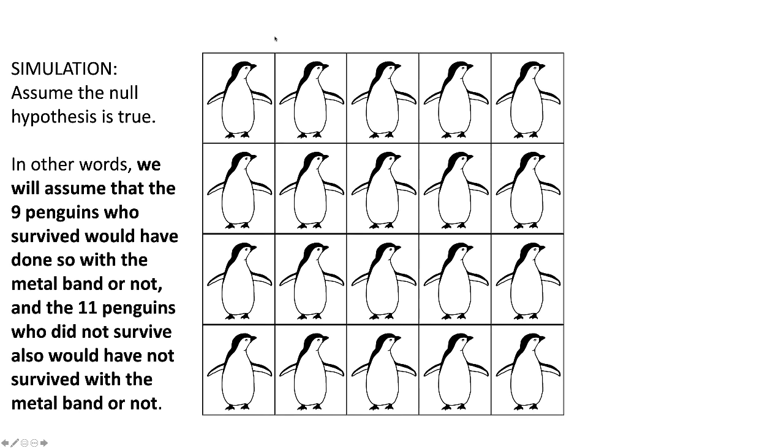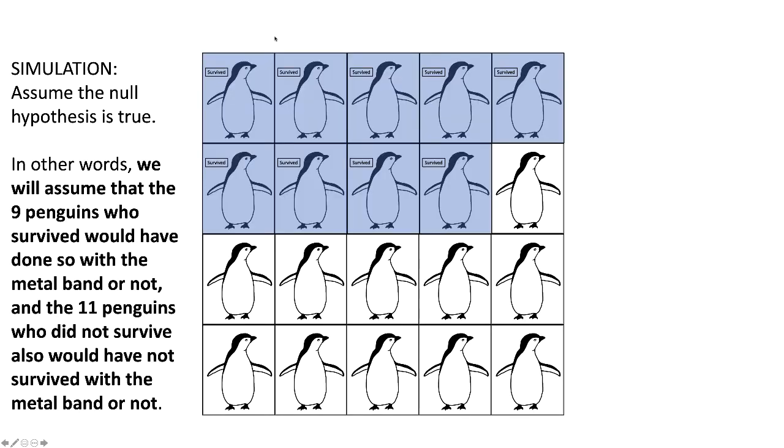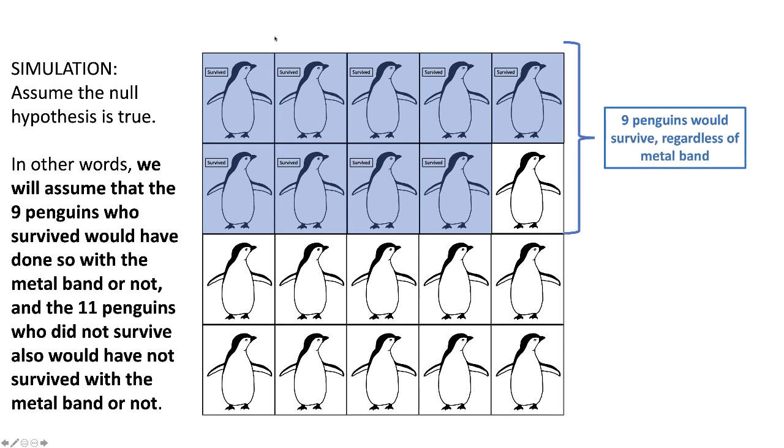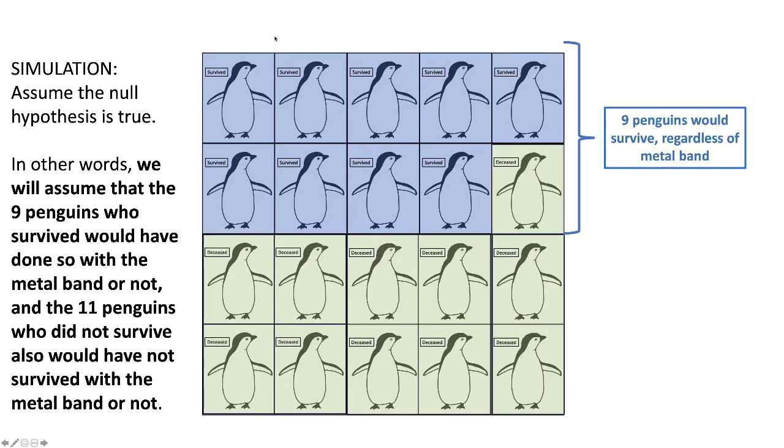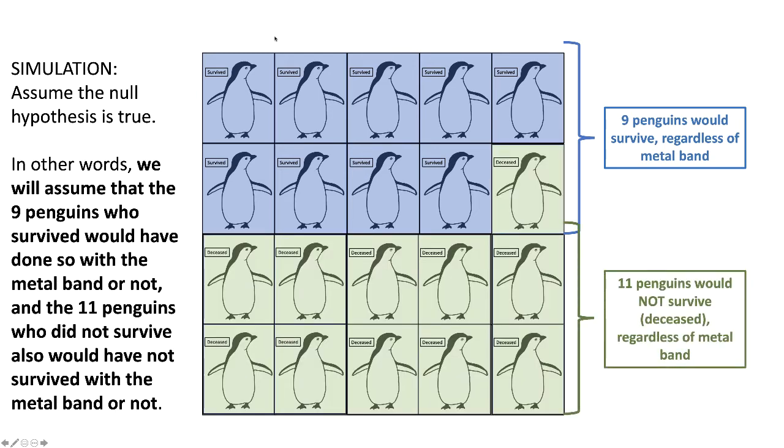So we're going to assume during this simulation that the 9 penguins that survived would have survived regardless of the metal band. So I have marked those penguins as survived. I've also color-coded them with a blue card for this simulation. And we're going to assume that the other 11 penguins would have not survived. In other words, they would have been deceased regardless of the metal band.